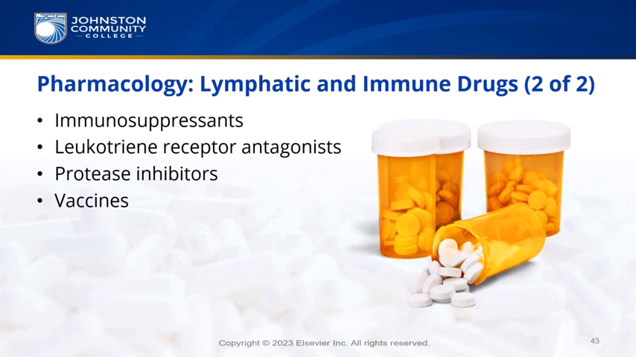Leukotriene receptor antagonists are drugs that block leukotrienes to manage later stages of allergic reactions. They are used in particular to manage allergic asthma. The two agents in this class are Singulair and Accolate. Protease inhibitors are antiretroviral drugs used to treat HIV infections. By blocking the production of an essential enzyme called protease, these drugs keep the virus from replicating. Examples include Viracept and Invirase.